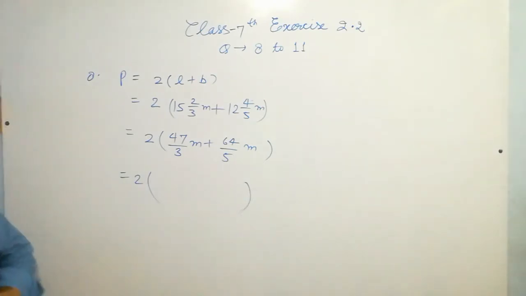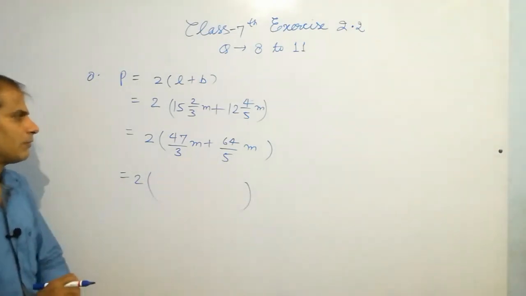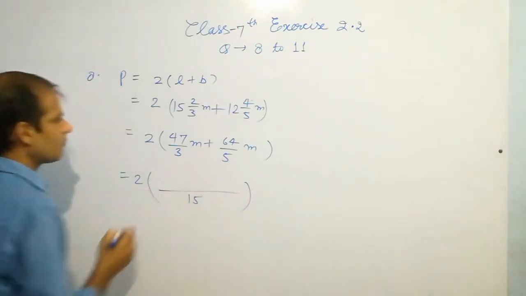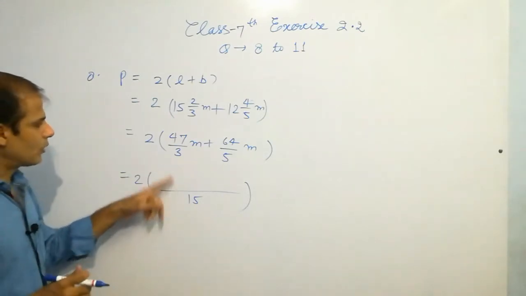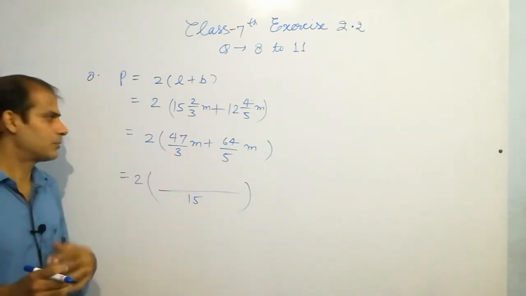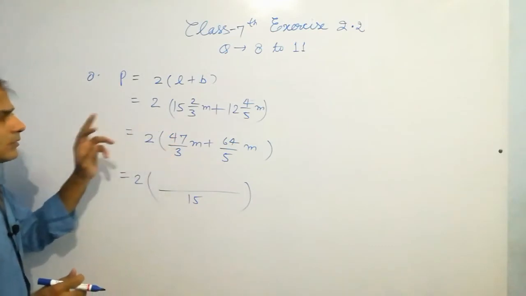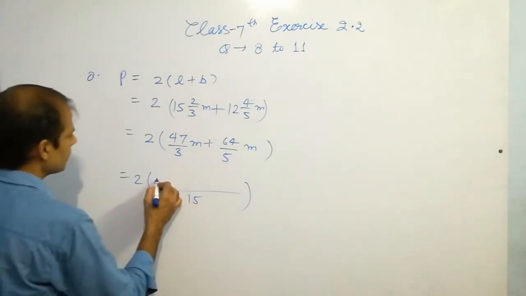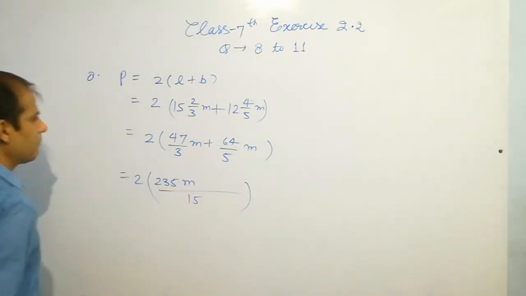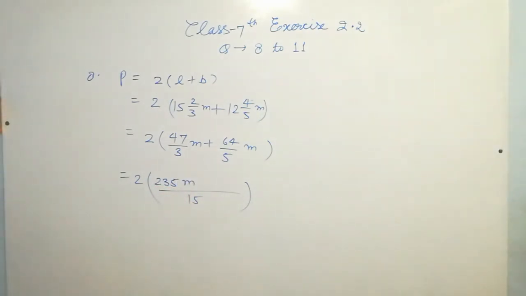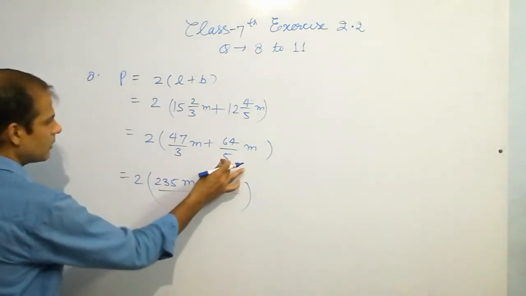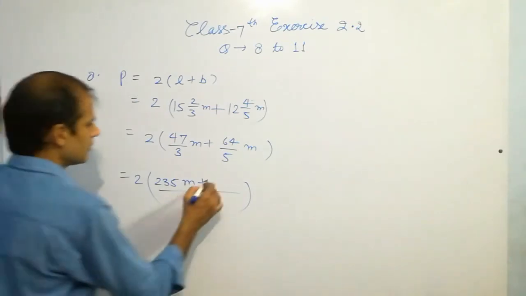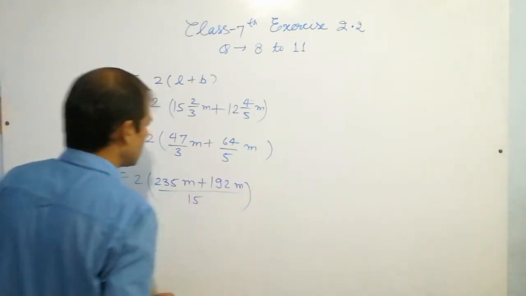Then you can see that we can take LCM. LCM of 3 and 5 is 15. Now in the table of 3, 15 comes 5 times. So multiply 47 by 5. Okay, so it is 235. And in the table of 5 this comes 3 times, so multiply 64 by 3. It is 192 meter.